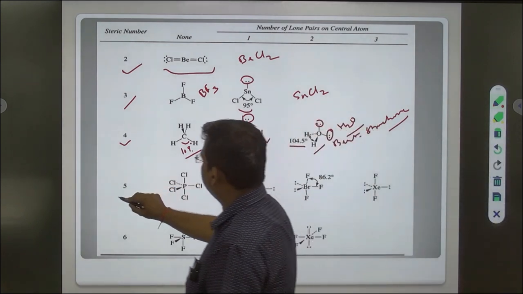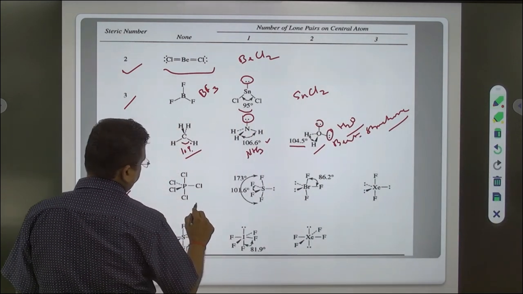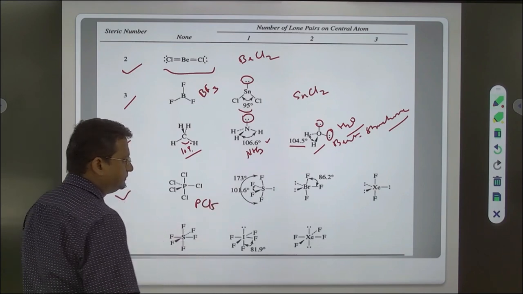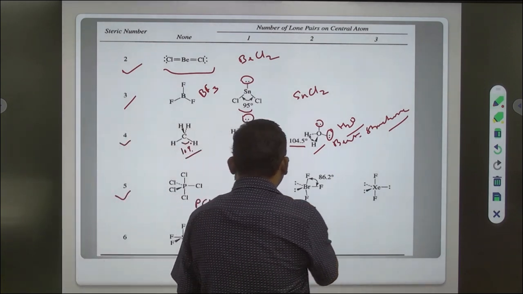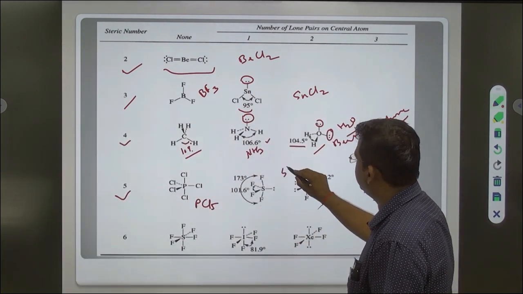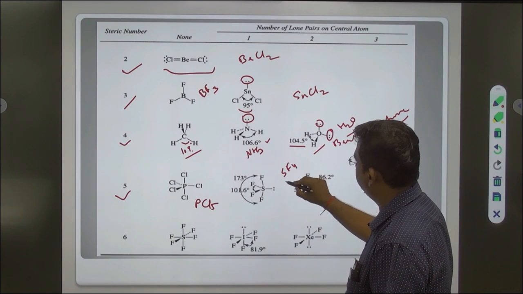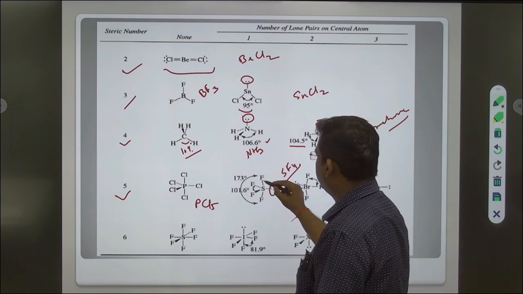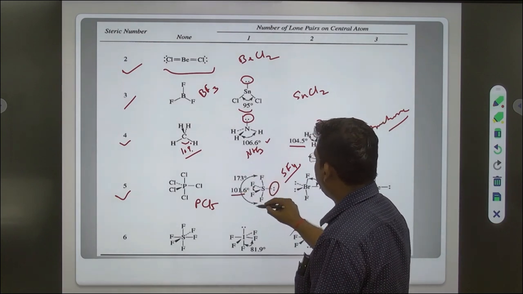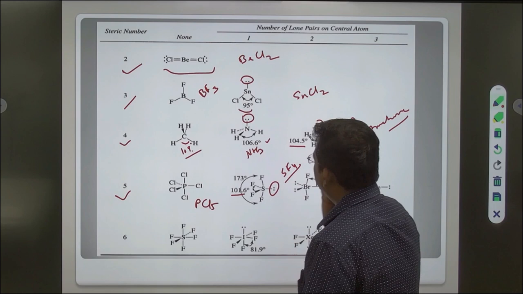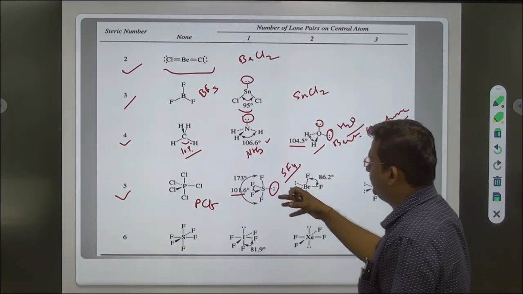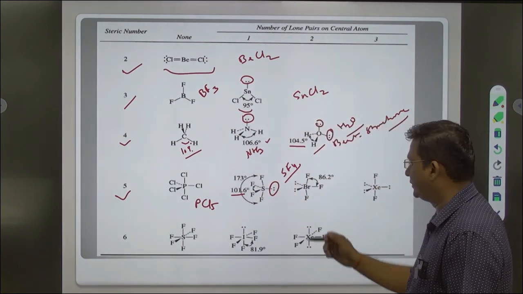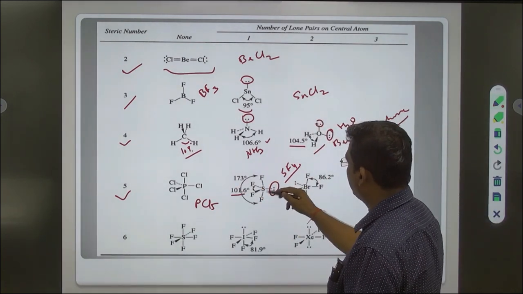And when steric number is 5, this is PCl5, and when we see SF4, this lone pair decreases this degree and it forms trigonal. This is the trigonal bipyramidal, this is the trigonal planar. Trigonal bipyramidal, this is trigonal pyramidal.